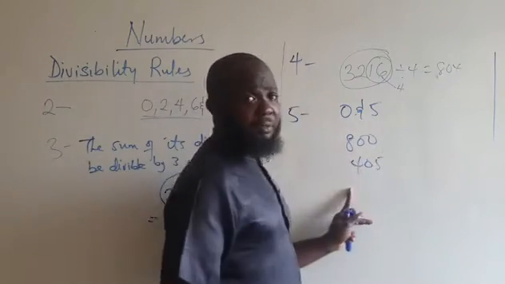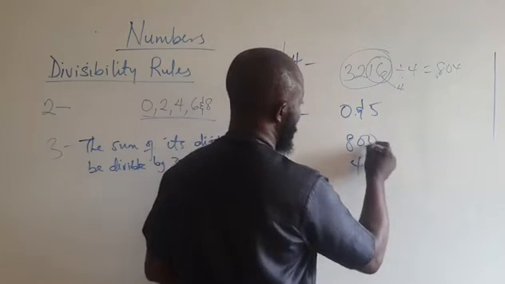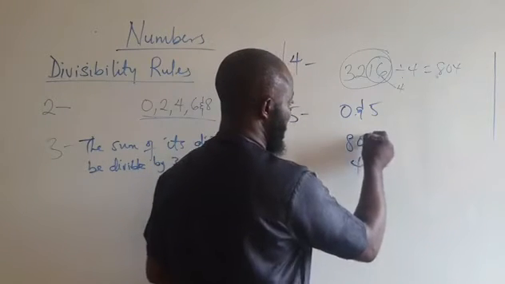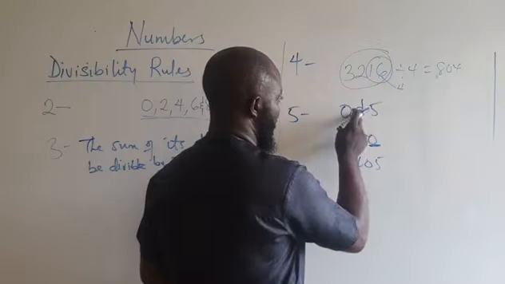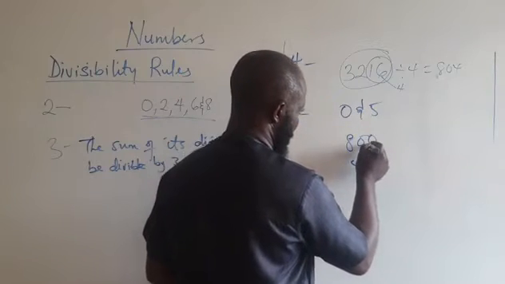5 can divide it, because the number ends with 0. Don't forget, the number ends with what? 0.